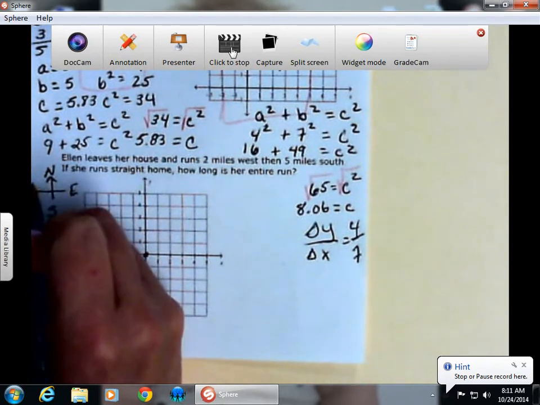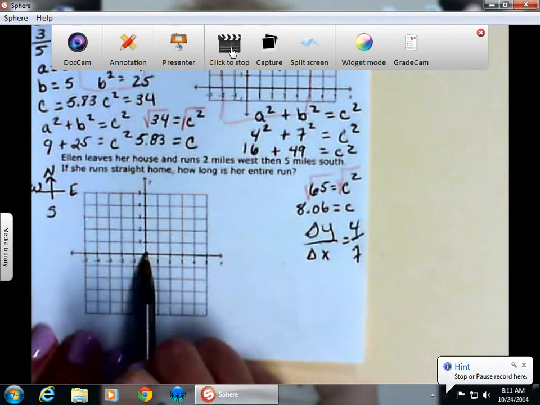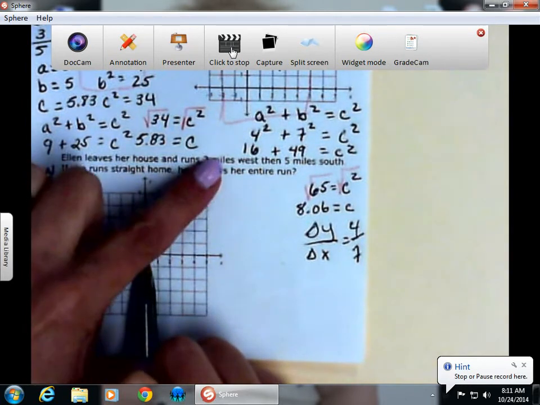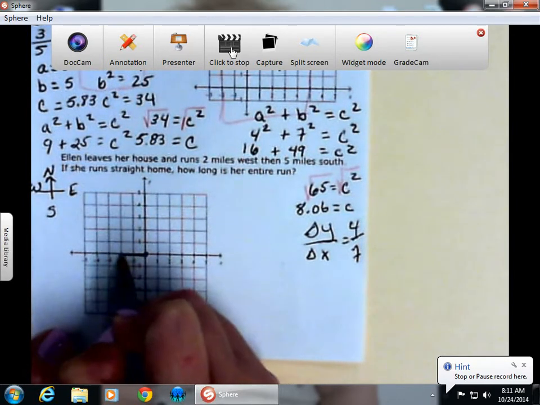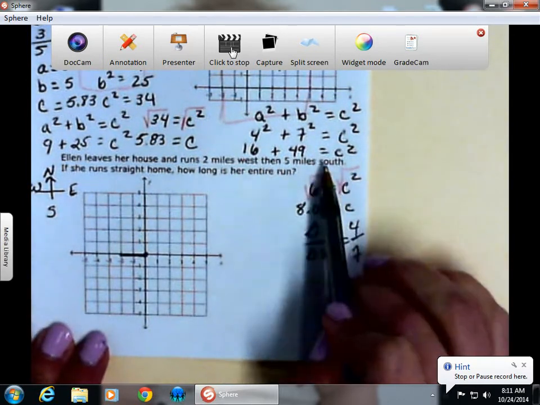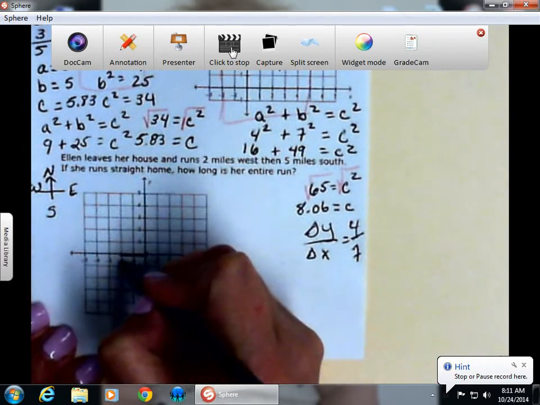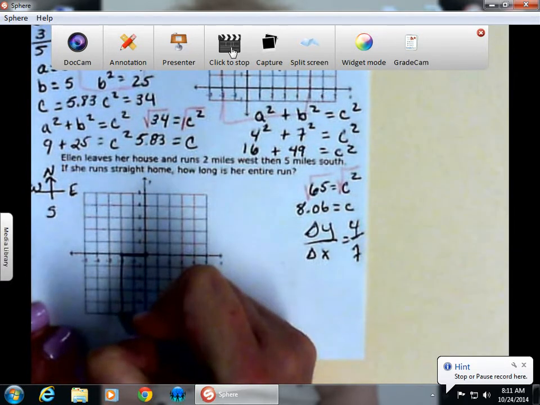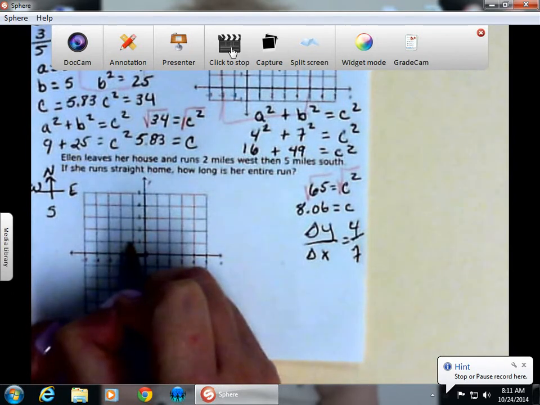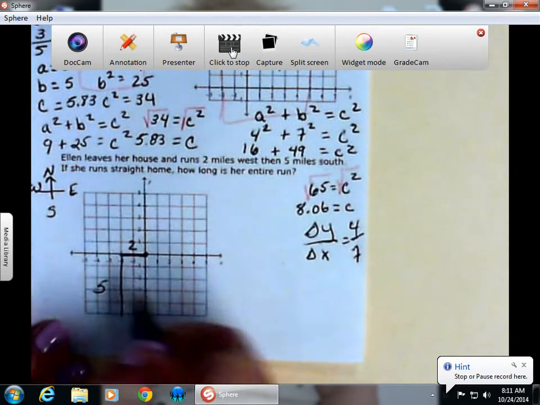So if she starts here at the origin, she wants to run 2 miles west. So 1, 2. Then she's going to run 5 miles south. 1, 2, 3, 4, 5. So she's run 2 miles west and 5 miles south. The question then becomes, she's running straight home.